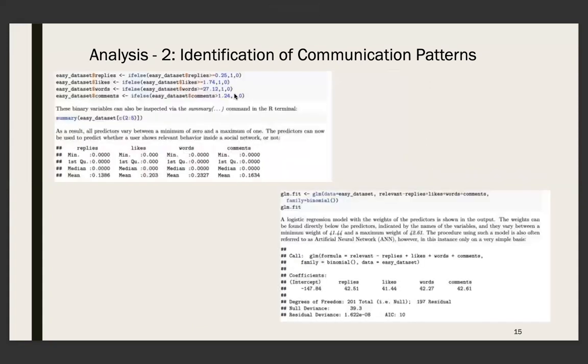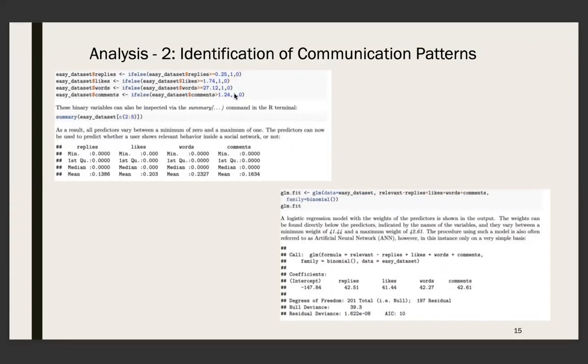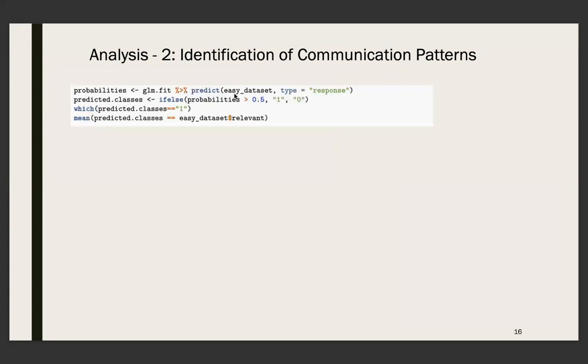It is also possible to convert the remaining variables into binary variables using this if else command. And the binary variables are also inspected here, so we can see the binary variables in the summary method. All predictors will vary between a minimum of 0 and a maximum of 1. Now, an adequate model would examine whether users who have the value 1 for the predictors also have the value 1 for the variable relevant. Then the weight of the predictors can be calculated, which are representative for communication patterns of any specific social network.